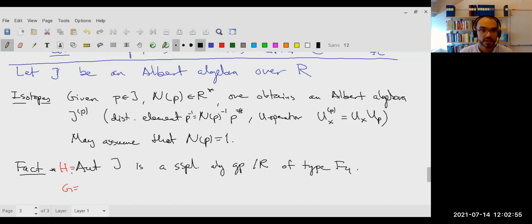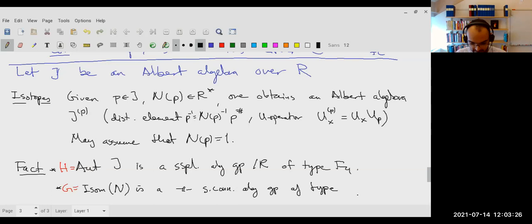For G, I want to consider the group of isometries of the cubic form of J. N is the cubic form of J. And this is also a semi-simple, simply connected algebraic group of type E6. So you don't get all groups of type E6. If R is a field where both 2 and 3 are invertible, then you get all groups of type E6-1 with trivial Tits algebras.